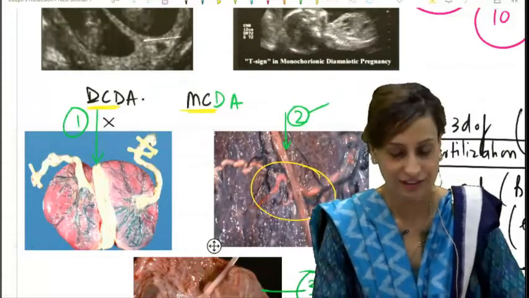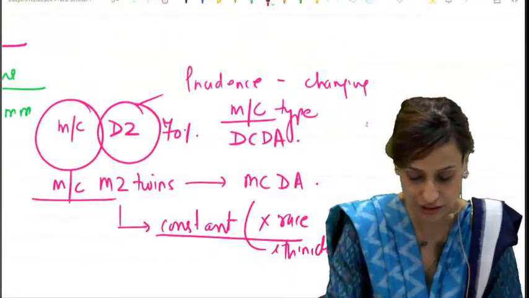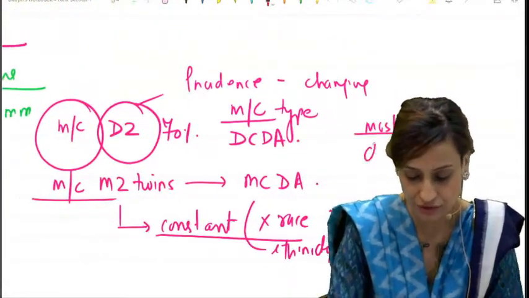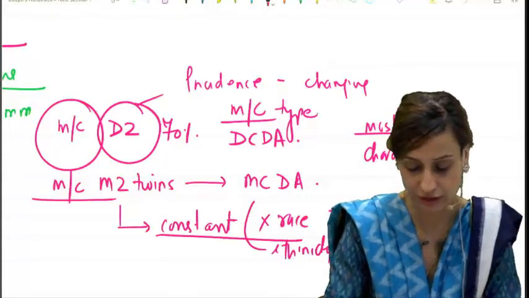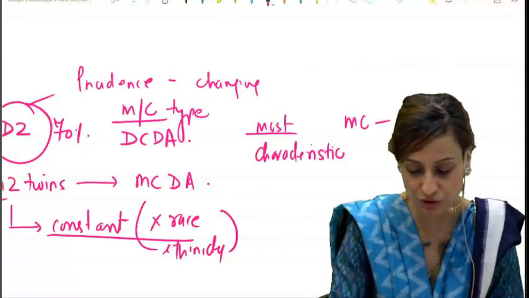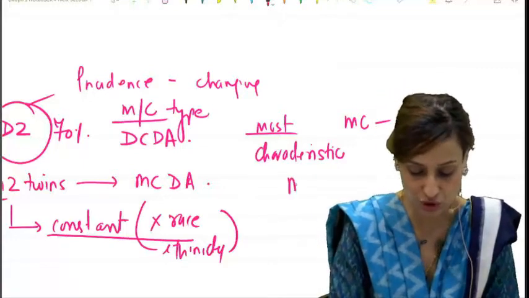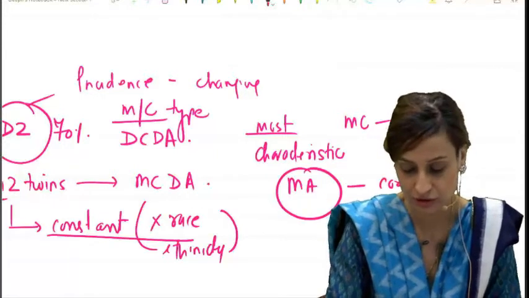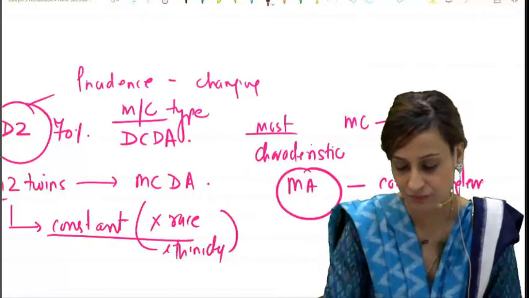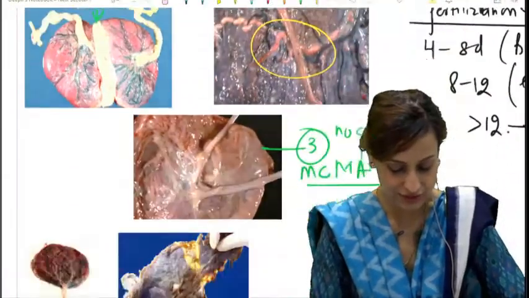And the last thing about the twins, please remember the most characteristic complication of monochorionic twins is twin-twin transfusion syndrome, while the most characteristic for monoamniotic twins is cord entanglement. Let's look at the next set of things that these people are fond of asking.